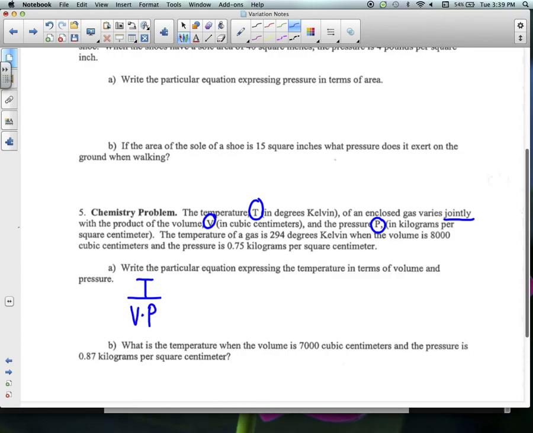So again, if we're writing a particular equation, we're just writing the expression that would go with it using the numbers given. So temperature is 294, volume's 8,000, and then the pressure is 0.75. And again, you're going to use that to set it equal to on the next section or next question, part B, to figure out the temperature. So you'll have the missing piece on the other side of your proportion to solve.